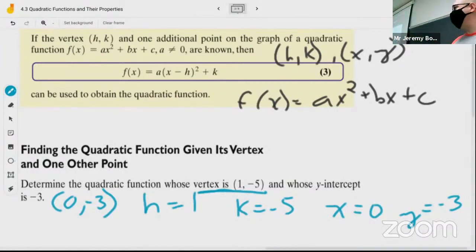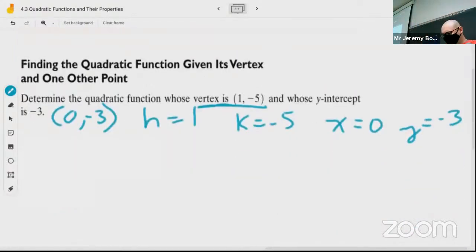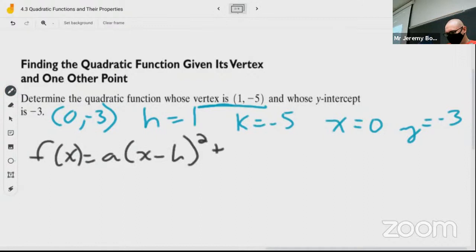Any questions on that? All right, let's see how we're going to use it. We're going to be utilizing that form of f of x is equal to a times (x minus h) squared plus k.